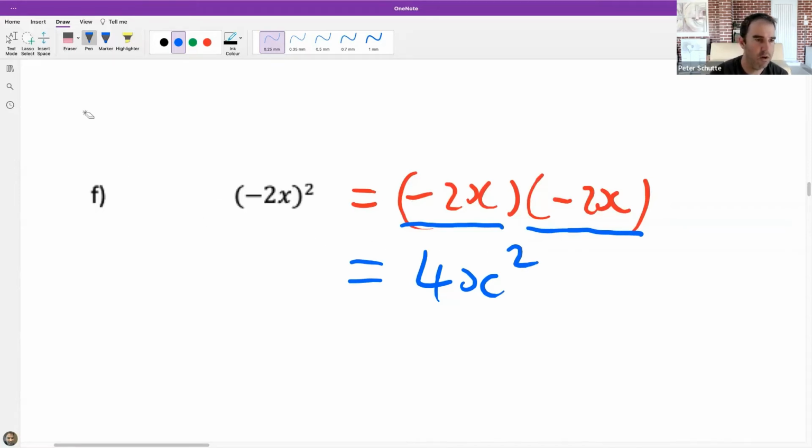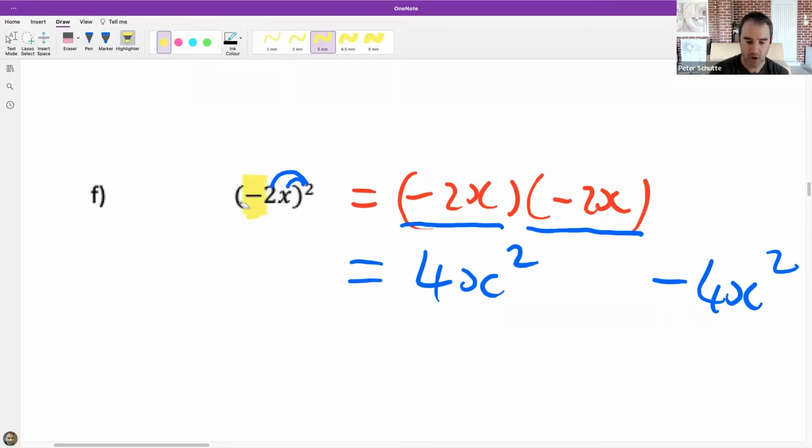So let's just see how two people ended up with negative 4x squared. And the reason you did is you only applied this to that and to that. You left out the minus. Whereas if you write it out in full, you can see that there's two negatives.